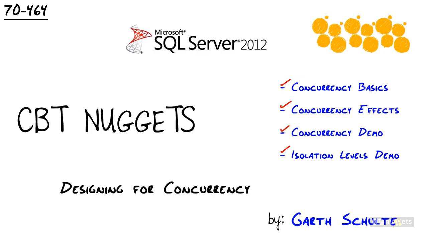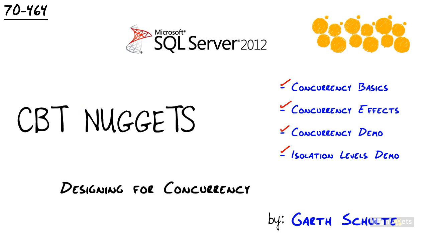In this CBT nugget, we learned about all the things we need to think about when designing concurrent applications. We started off with the basics, where we defined what concurrency is and what a transaction is, and even talked about the optimistic and pessimistic concurrency models. Then we got familiar with the side effects that concurrency brings with it. Lost updates, dirty reads, non-repeatable reads, and even phantom reads. We also talked about all the isolation levels and how we can use them to control our concurrency strategy.